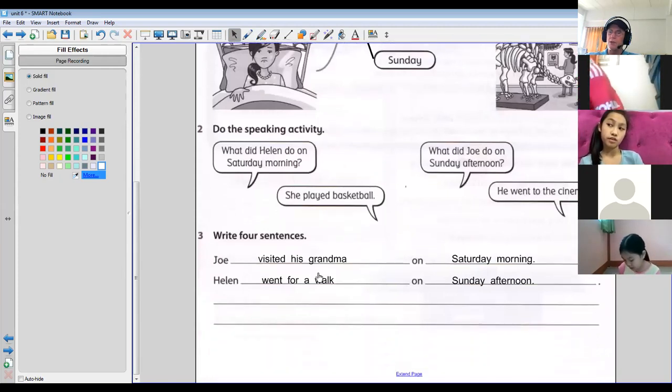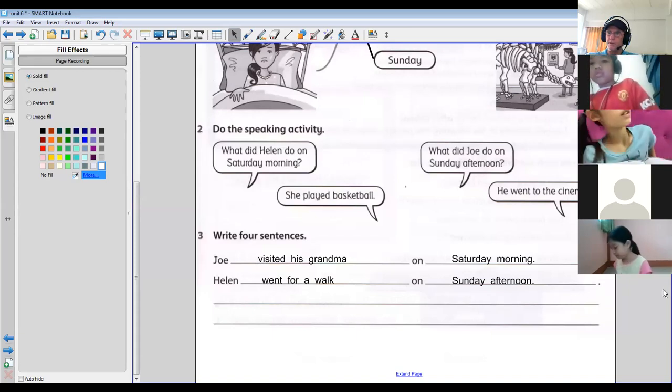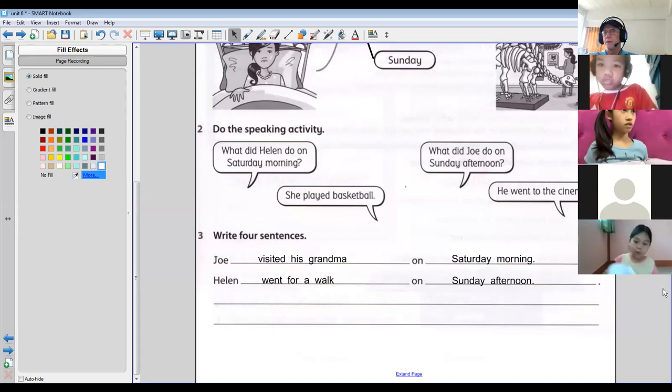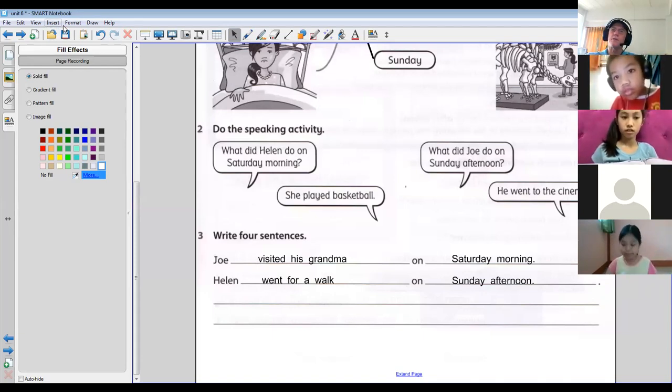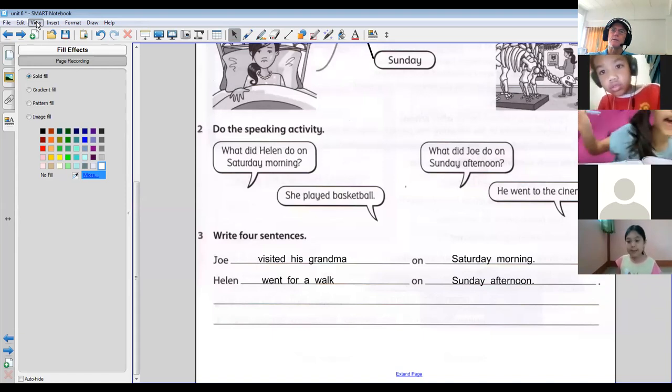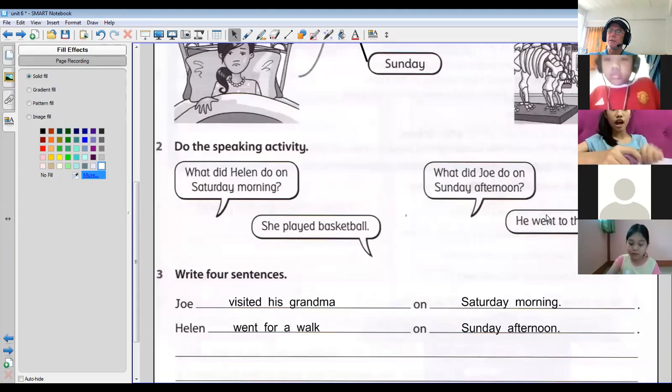Right. What I want you to do now is copy these two sentences into your book. Go. Write in your book. Joe visited his grandma on Saturday morning. Copy this into your book. And number two, you write, Helen went for a walk on Sunday afternoon. Just copy those two. Write those two into your book. Make it a bit bigger for you to see.